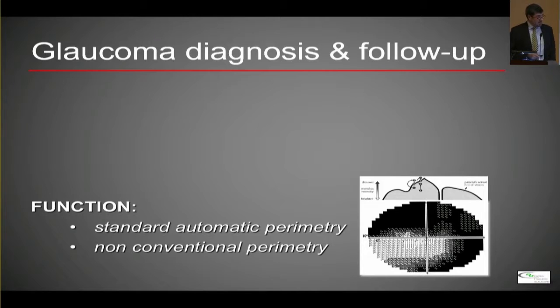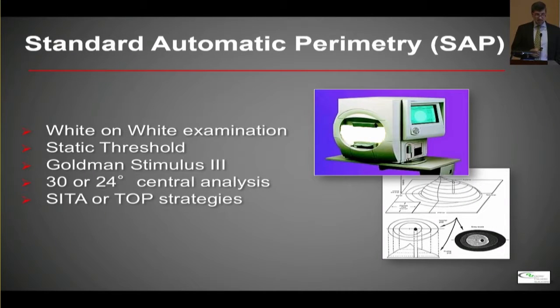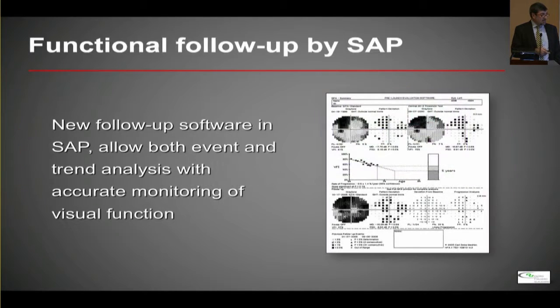We know that standard automated perimetry is still the gold standard to analyze function in our patients. And we know that there's not much in terms of new technology related to visual field testing, but there's quite a bit about new software that is helping us to better understand our visual fields and the change over time of the visual field.